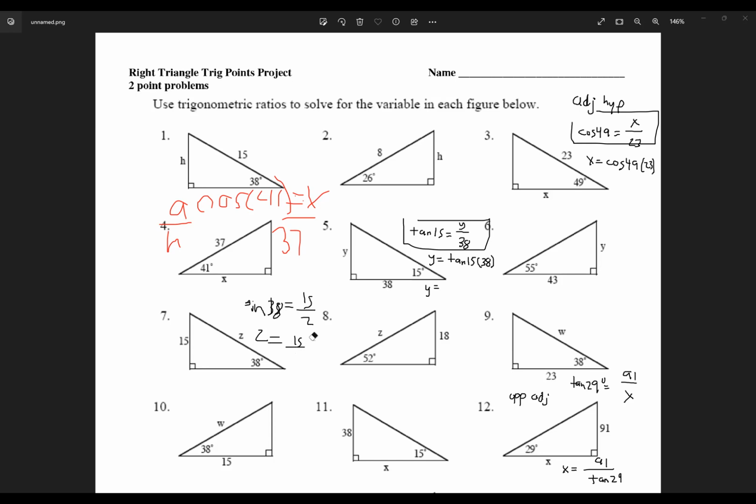All right, 10. For 10, we need to find the hypotenuse again. And we have the adjacent. So we do cosine. So cos 38 equals 15 over z. There you go. Yep. Exactly. You understand it. You just need more reps. That's all. So that's the idea.